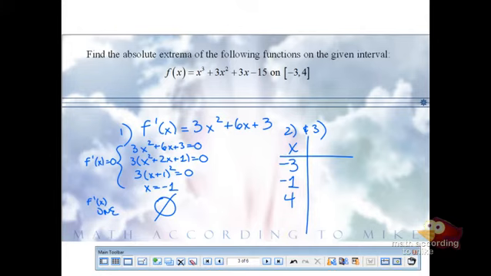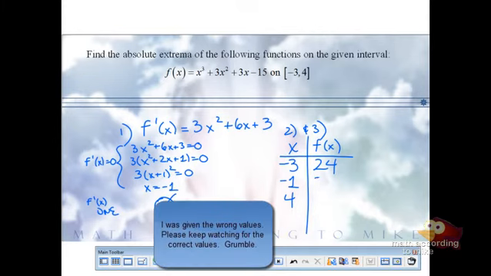You're going to stick in these 3 numbers into your original function. So if you want to make a table in your calculator, go right ahead. Put a -3 into the original function, what do you get? -1, 20, and 4. You got 16, not 20? You got 16? All right.